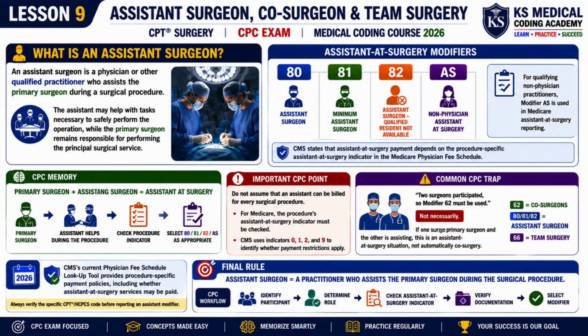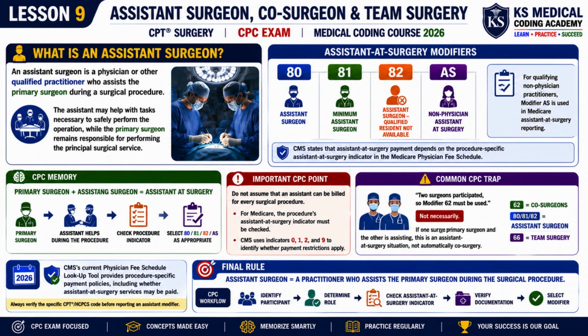Now let's understand what an assistant surgeon means. An assistant surgeon is a physician or other qualified practitioner who assists the primary surgeon during a surgical procedure. The assistant may help with tasks necessary to safely perform the operation, while the primary surgeon remains responsible for performing the principal surgical service. For CPC exam purposes, remember the main assistant at surgery modifiers. 80 equals assistant surgeon, 81 equals minimum assistant surgeon, 82 equals assistant surgeon when a qualified resident is not available. AS equals non-physician assistant at surgery.